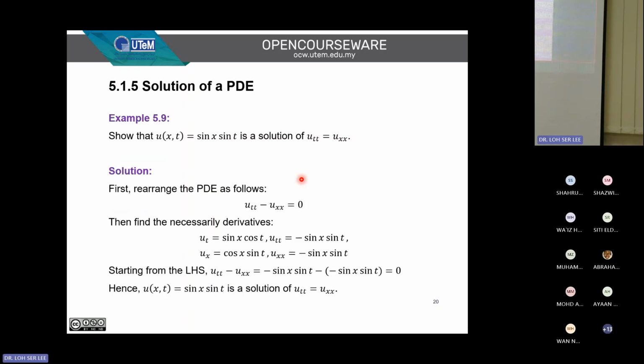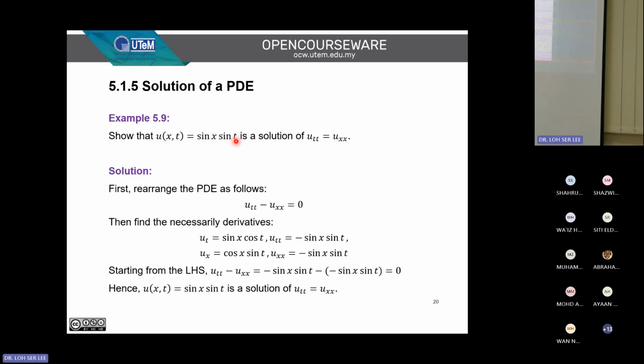Now if you look at the second example, this is the given PDE. You can move this UXX to the left so that we have this. Later on we find the UTT and UXX from the U, and we substitute into here, and we must get 0. So now we get the UTT and UXX first. So UT, this is your U. We want to differentiate this with respect to T. So sine X is a constant.